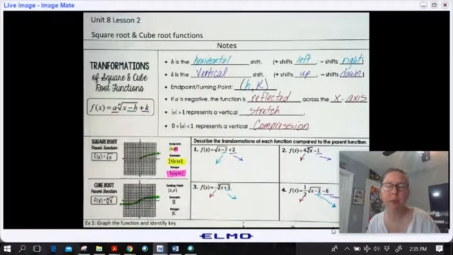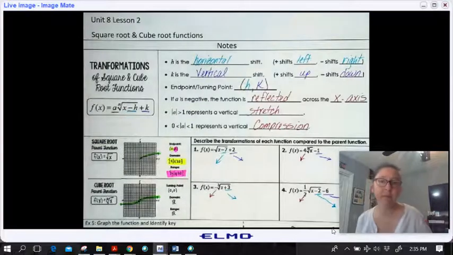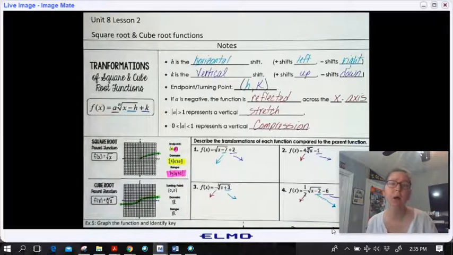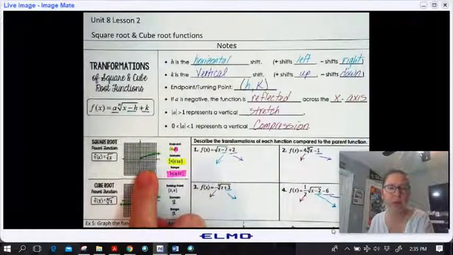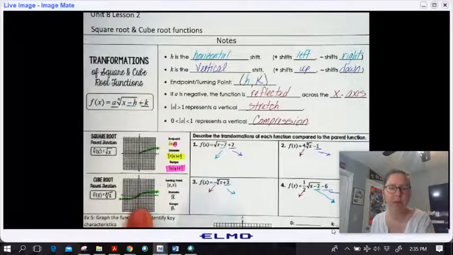Hey kiddos, today we're going to do Unit 8, Lesson 2. It should go a lot quicker than Lesson 1 did yesterday, okay? We are going to discuss square root and cube root functions, and they look different. So this is a square root function, and this is a cube root function.